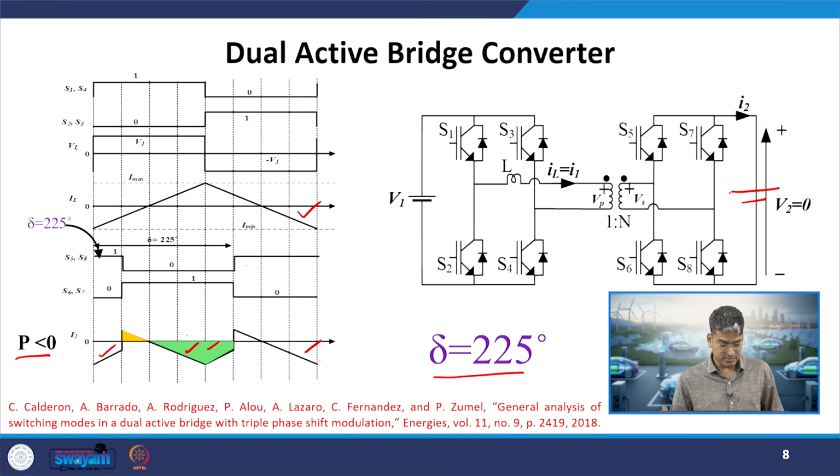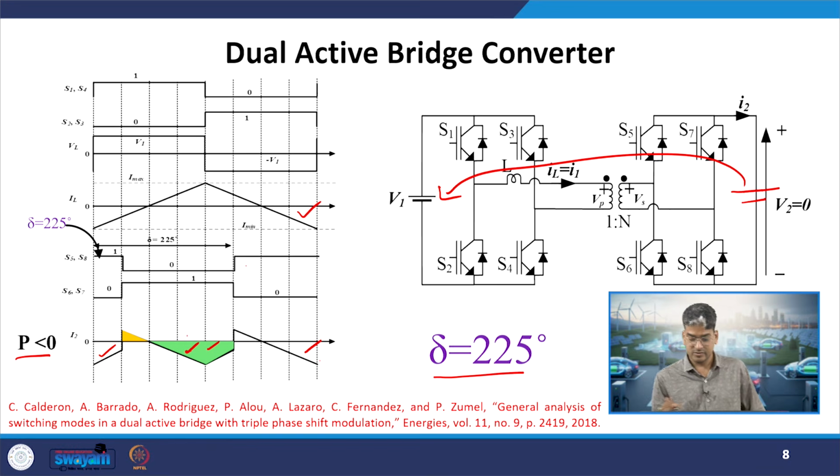Now, after this cycle I will observe that net power is being transferred from the output stage, that is from the V2 side to the V1 side. Now, power has become reverse. So, if I connect a battery bank over here, it will get discharged. So, why is this discharging mode important for us?